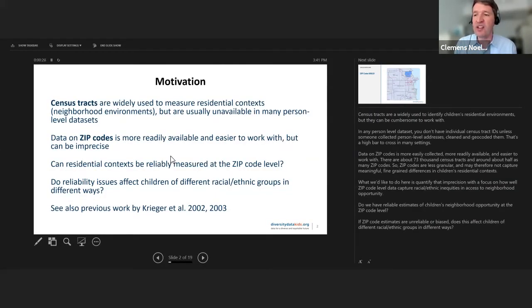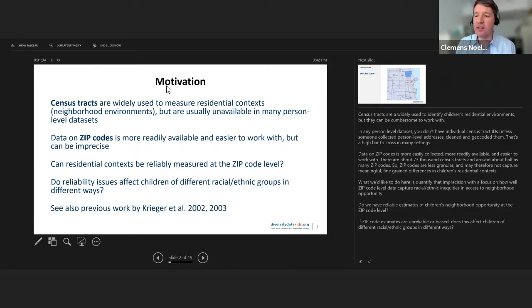Census tracts are widely used to identify children's residential environments, but they can be cumbersome to work with. In any person-level data set, you don't have individual census tract IDs unless someone collected person-level addresses, cleaned and geocoded them. That's a high bar to cross in many settings. Data on zip codes is more easily collected, more readily available, and easier to work with. There are about 73,000 census tracts and around half as many zip codes. So zip codes are less granular and may therefore not capture meaningful fine-grained differences in children's residential environments.